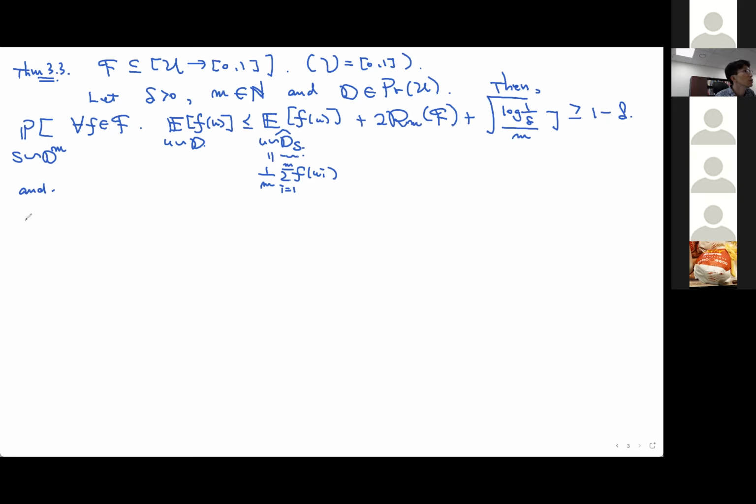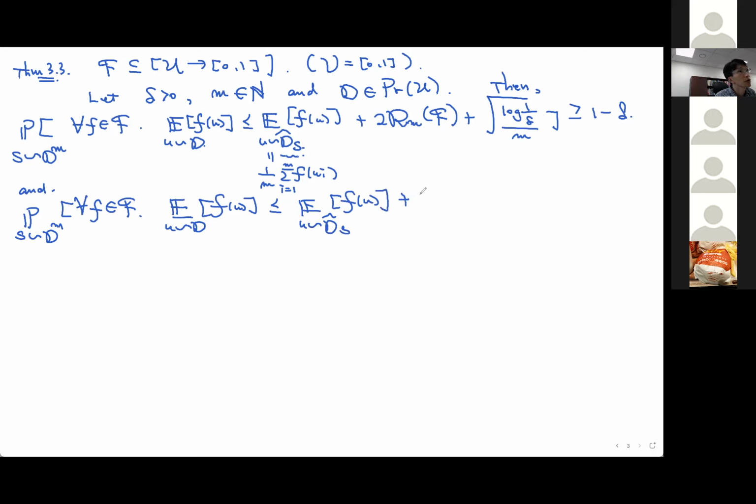The second statement says something very similar, but instead of using the Rademacher complexity, it uses the empirical Rademacher complexity. The expectation of f(u) is bounded by the empirical estimate, but now we are using the empirical Rademacher complexity here. And then the quantity is changing: now it has 2 over delta.